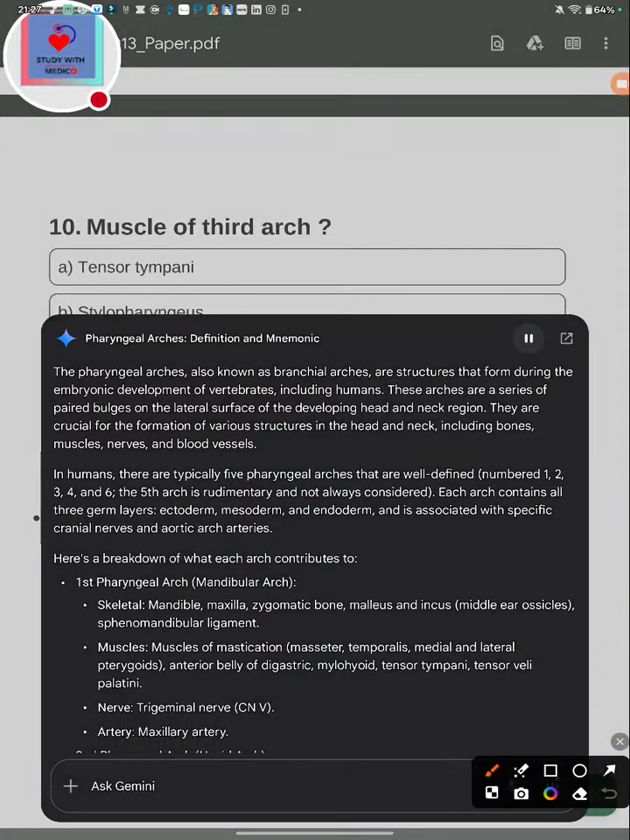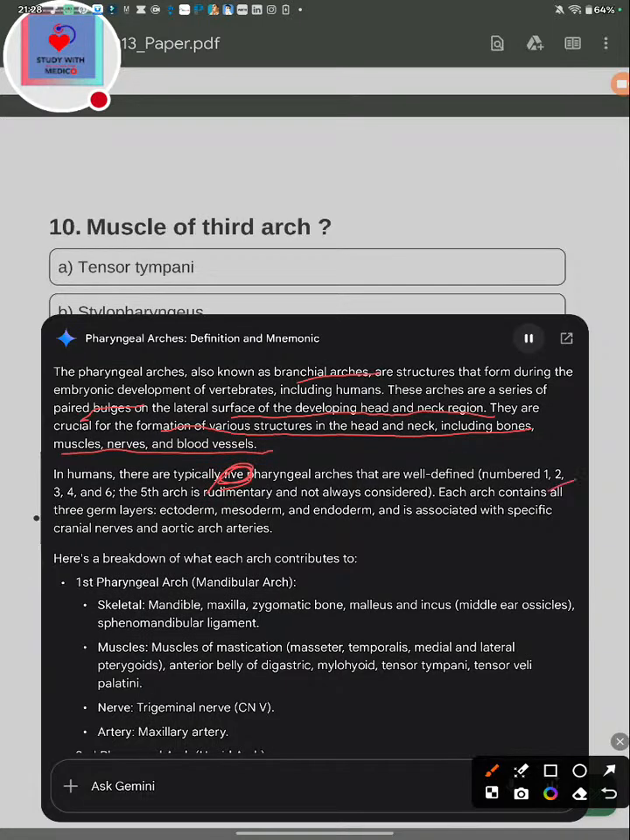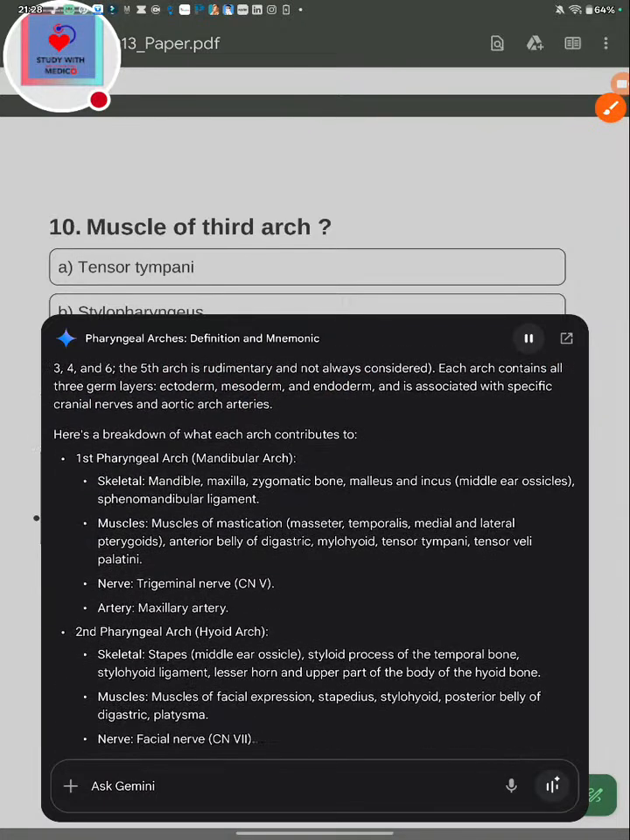The pharyngeal arches, also known as branchial arches, are structures that form during the embryonic development of vertebrates, including humans. These arches are a series of paired bulges on the lateral surface of the developing head and neck region. They are crucial for the formation of various structures in the head and neck, including bones, muscles, nerves, and blood vessels. In humans, there are typically 5 pharyngeal arches that are well defined, numbered 1, 2, 3, 4, and 6. The fifth arch is rudimentary and not always considered. Each arch contains all 3 germ layers, ectoderm, mesoderm, and endoderm, and is associated with specific cranial nerves and aortic arch arteries. Here's a breakdown of what each arch contributes to.